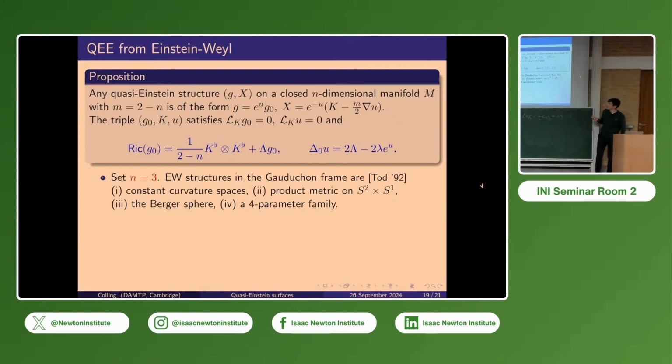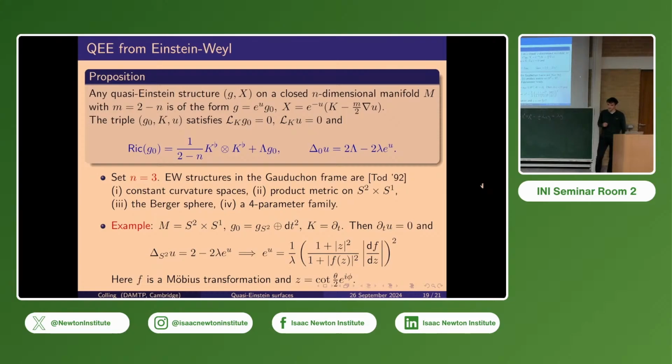So I've only managed to solve this PDE in one of these cases, which is the case S2 times S1. Here we have just the product metric, and the Killing vector is d by dt. Since we know that K has to preserve U, we know that U doesn't depend on t. So in fact, U is a function on the 2-sphere.